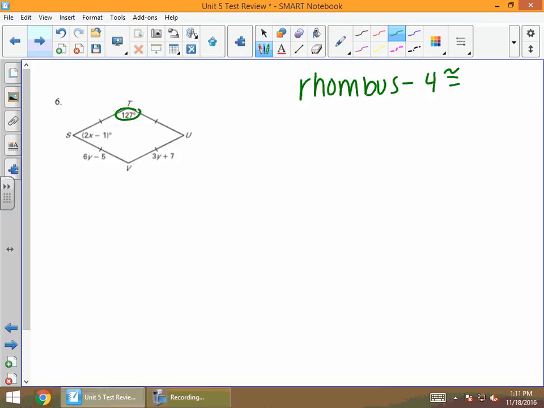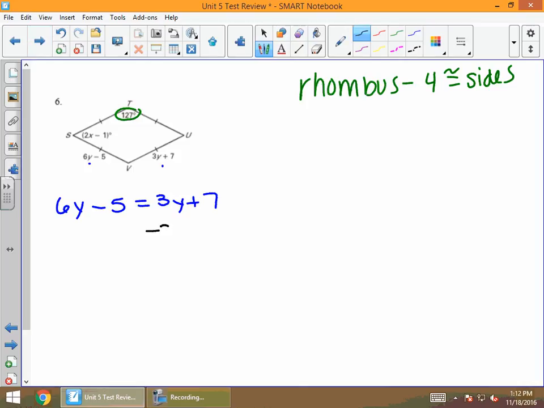Or congruent sides. I'm going to find y first. How are you going to find y? Is it a side or an angle? Side. It's the only thing we can do with sides. Equal them to each other. So here's a side with a y. Here's a side with a y. Set them equal to each other. Only thing you can do. And then solve.